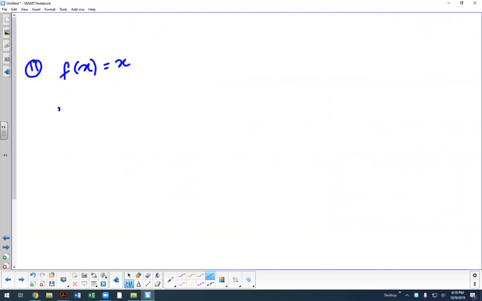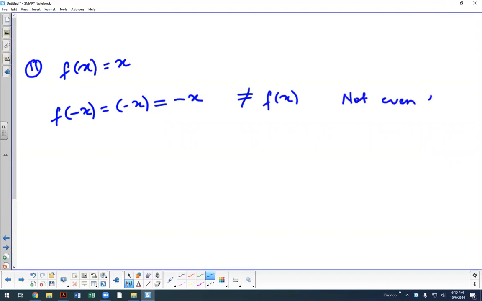And so remember, you start out by replacing your x with negative x. So basically that ends up giving f of negative x equals negative x in this case, right? I definitely don't have my original function. So since I don't have my original function, it's not the same as f of x, which means this is not an even function.